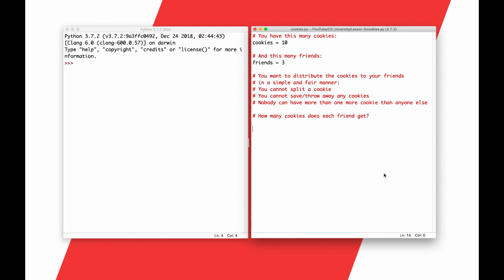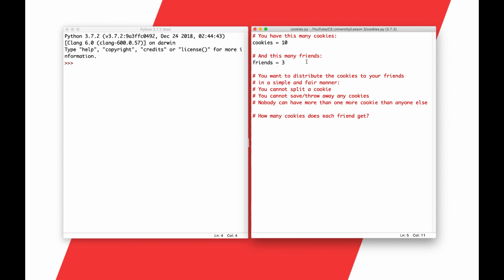We'll read through the problem first, and then we can start thinking about how to possibly attack it. You'll notice first that we have two variables defined. We have one called cookies, and we have one called friends. They're both integers, because they're both equal to whole numbers. So cookies is equal to 10, and friends is equal to 3.